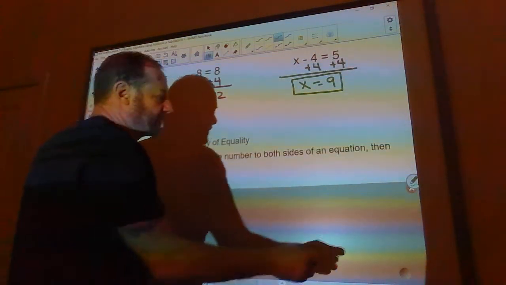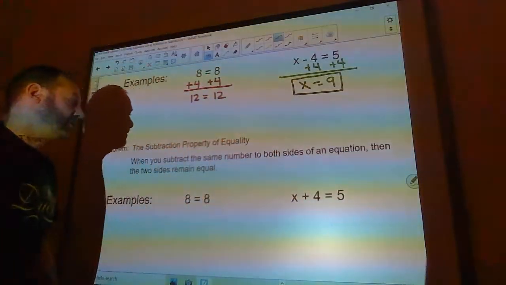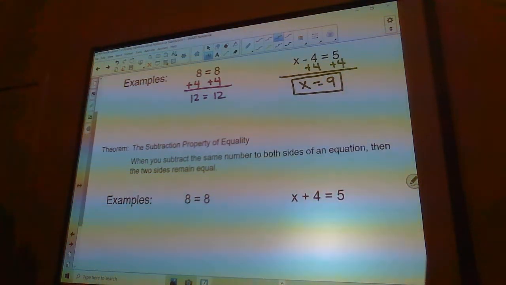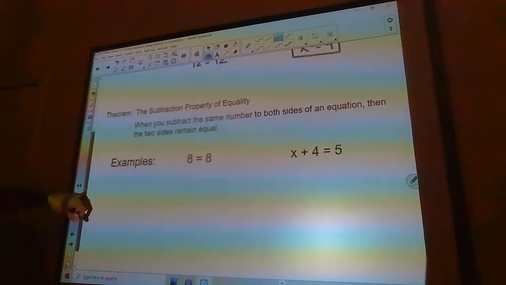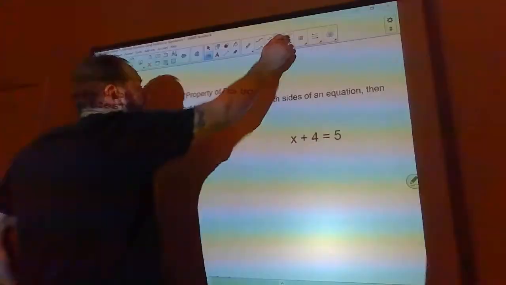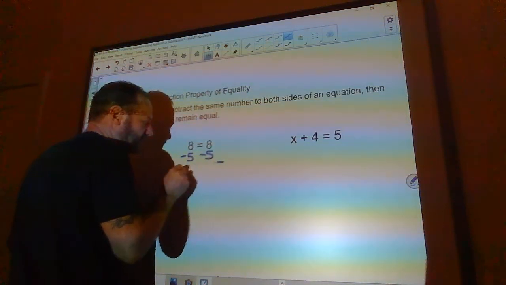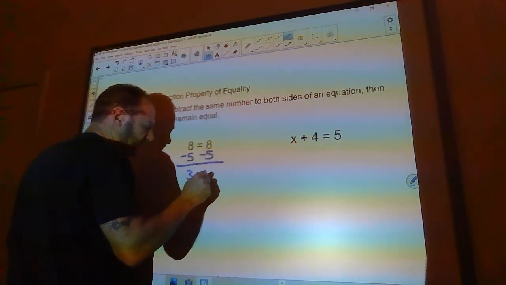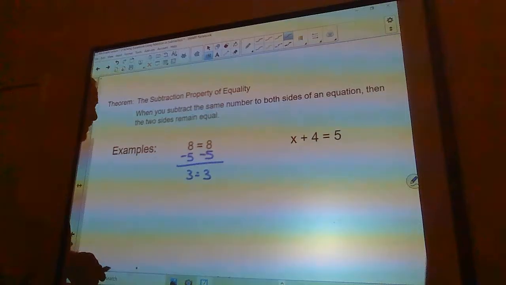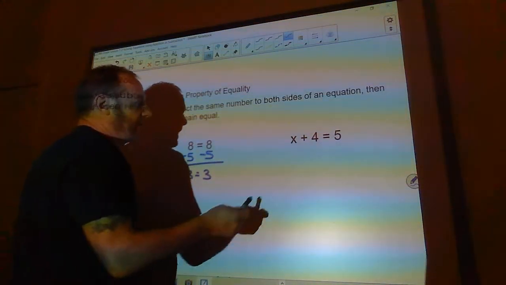Okay, there's also a subtraction property of equality. If you subtract the same number on both sides of an equation, then the two sides remain equal. So 8 equals 8. This time, if I subtract, let's say I subtract 5 from both sides of this, I get 3 equals 3. Still equal.